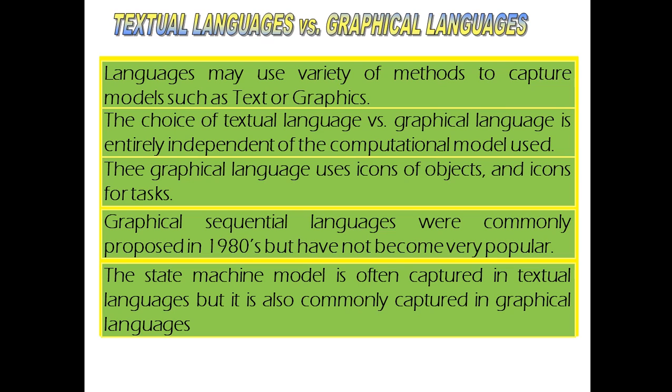Textual language versus graphical language. Languages may use a variety of methods to capture models, such as text or graphics. The choice of textual language versus graphical language is entirely independent of the computational model used. The graphical language uses icons for objects and icons for tasks. Graphical sequential languages were commonly proposed in the 80s and 90s, but have not become very popular.